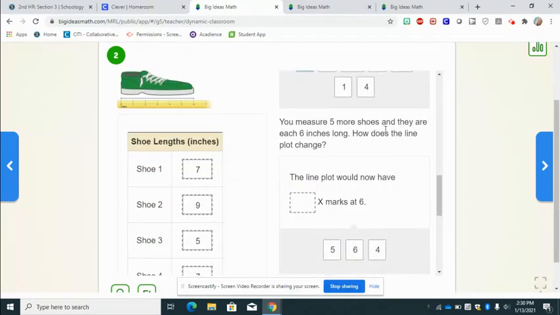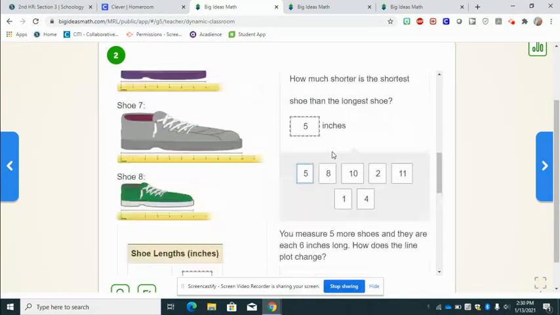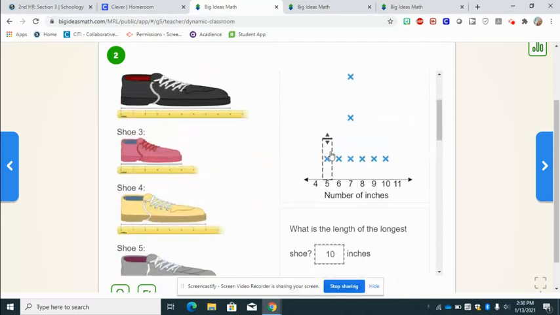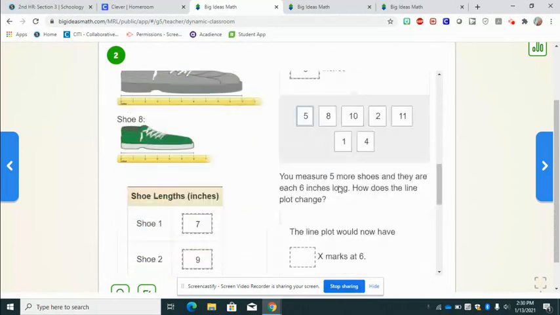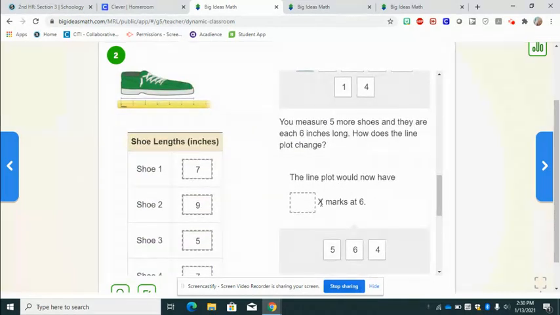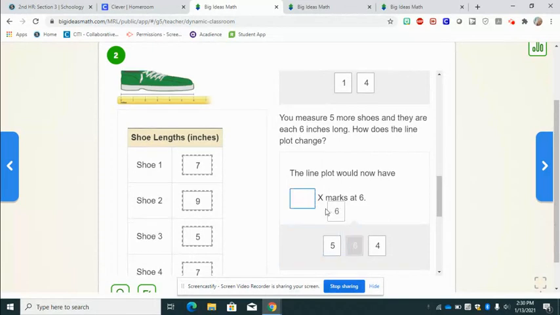You measure 5 more shoes and they are each 6 inches long. How does the line plot change? So we're going to measure 5 more shoes and they're 6 inches long. Let's go back and look at our line plot. 5 more shoes were 6 inches long. So if we were to change this, it would add 5 more X's on our line plot above the number 6. So then that would make 6 X's over the number 6. Let's see how we're going to fill this in. The line plot would now have 6 marks at 6.